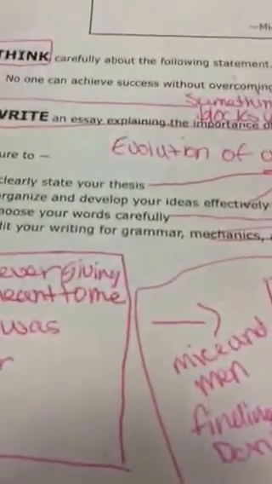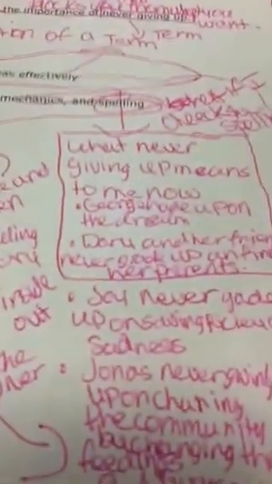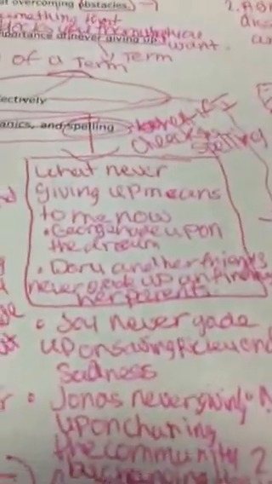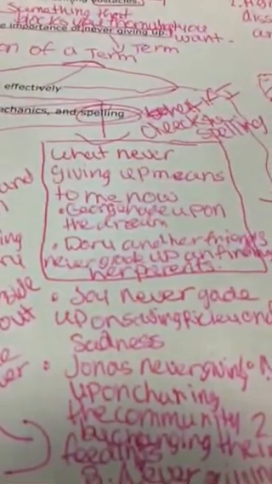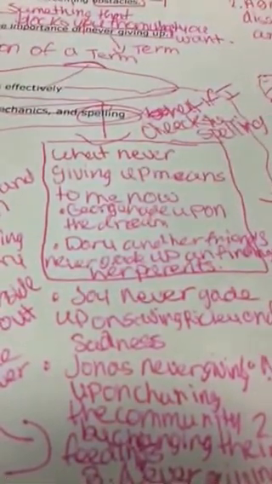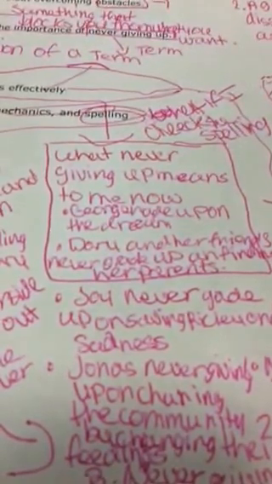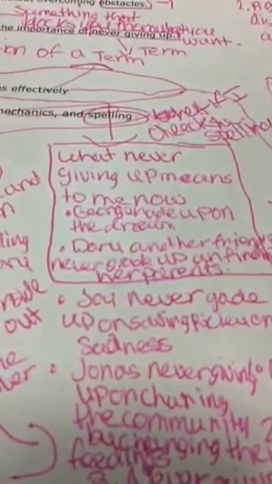Notice that in the second bullet, it clearly states, be sure to organize and develop your ideas effectively. Here, she's going deeper with her explanation of what never giving up means. Now, with Of Mice and Men, she wrote down that George gave up on the dream. If you recall from that film or the book, George had to kill Lenny in order to give Lenny a respectful death. However, he still had the choice of fulfilling their dream of owning a farm.